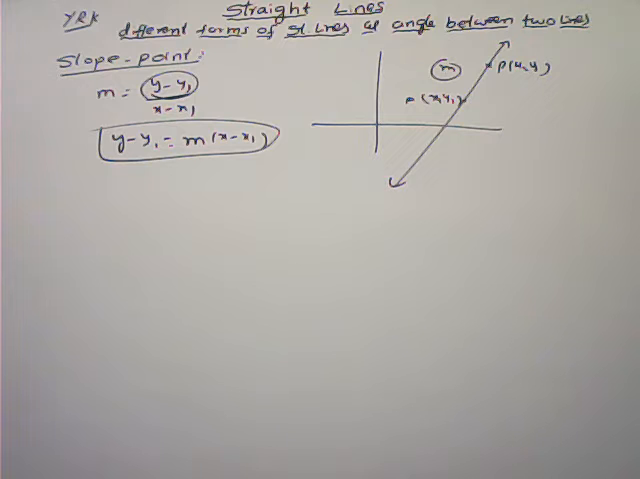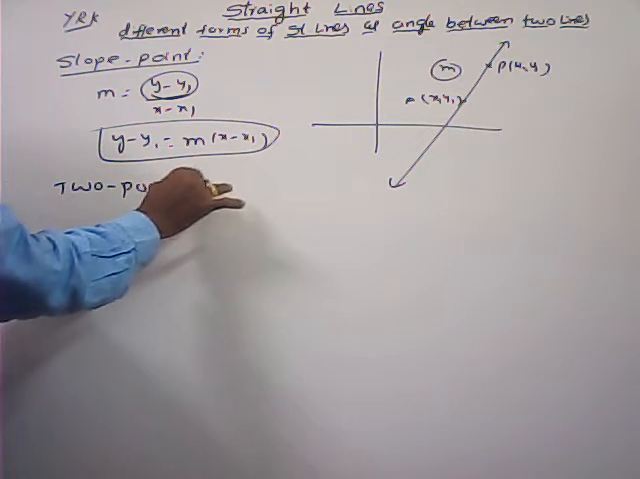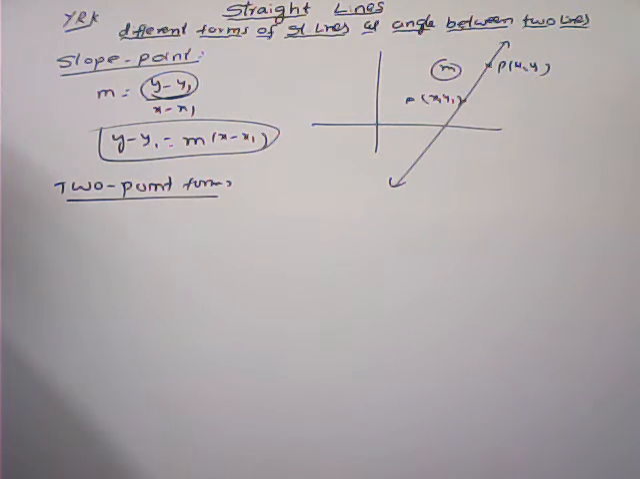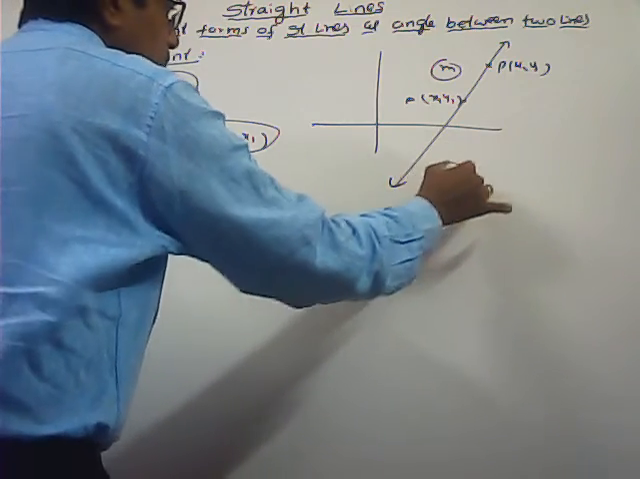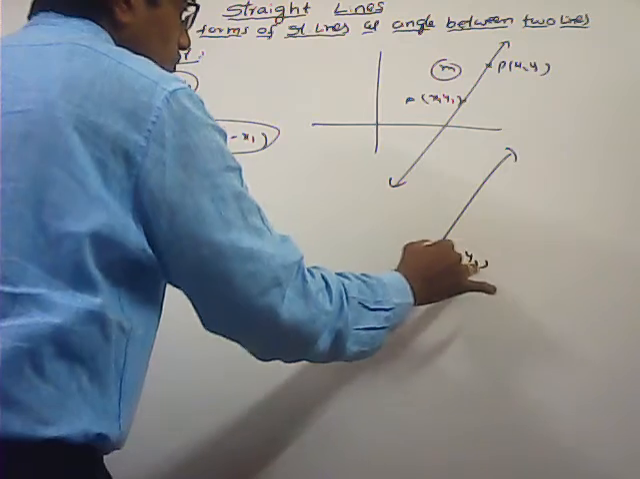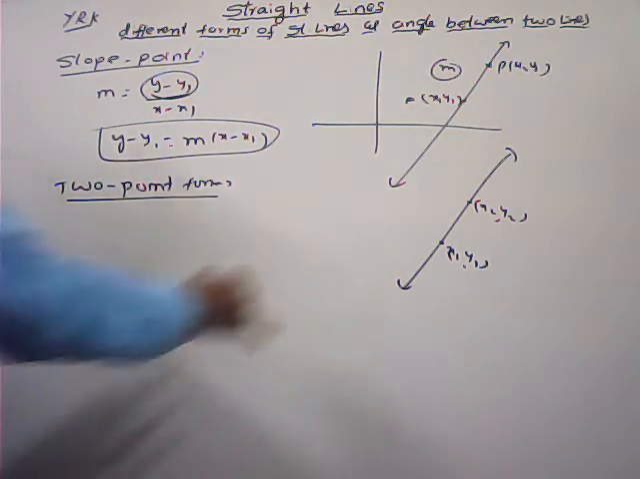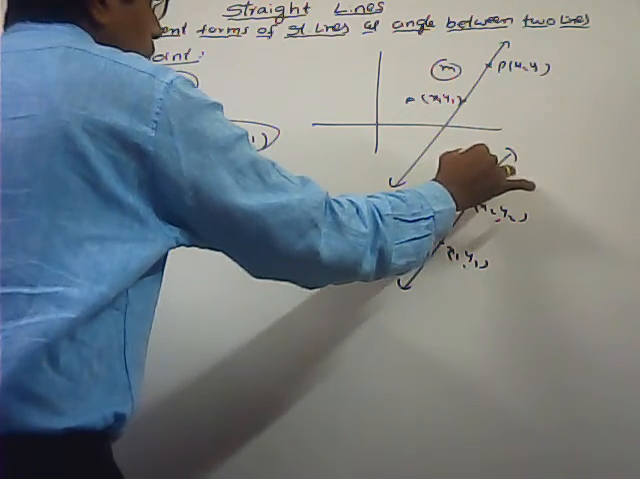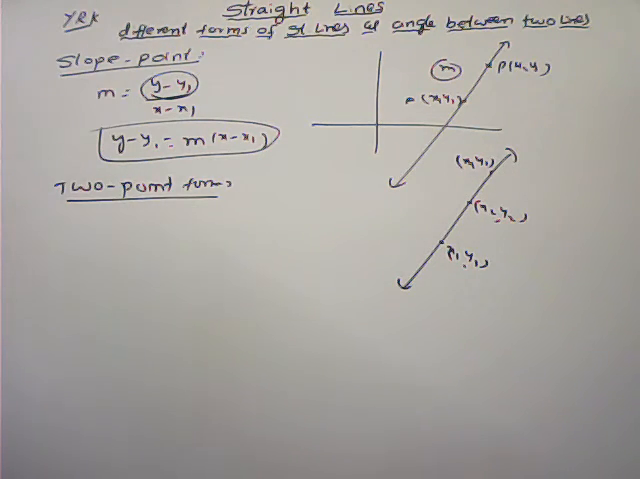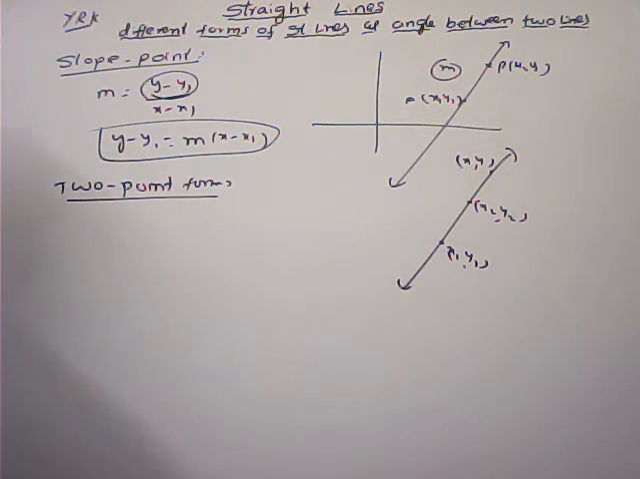Next, 2-point form. If 2 points are given, how to find the equation of the line? 2 points are given, (x1, y1) and (x2, y2). What is the equation of the line that passes through 2 points? I am taking a variable point (x, y). Let P be any point on the line.